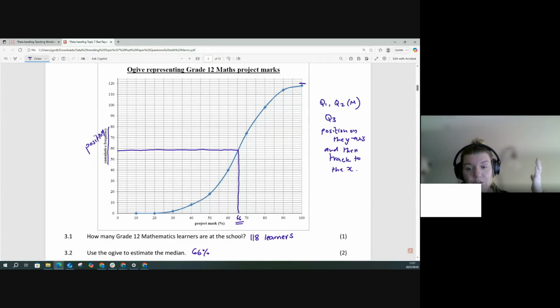So Uyanda, like where they asked how many learners, so like if I wanted to know how many learners got 70% or more, then I need to look at my percentages. So then I would look from here and I'd go across to here. So it just depends on what they're asking. If they're asking for anything to do with the marks, you would start on the X. If they're asking for quartiles or medians, you always, always, always come onto the y-axis.